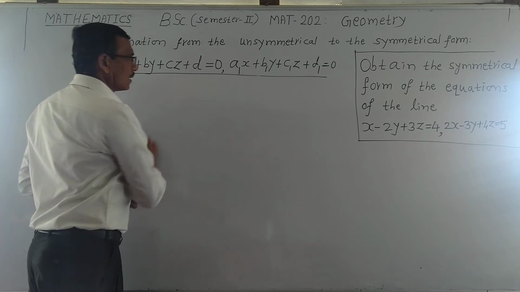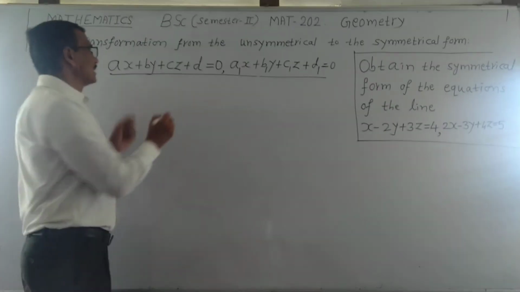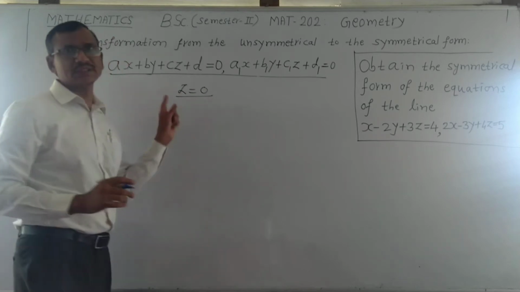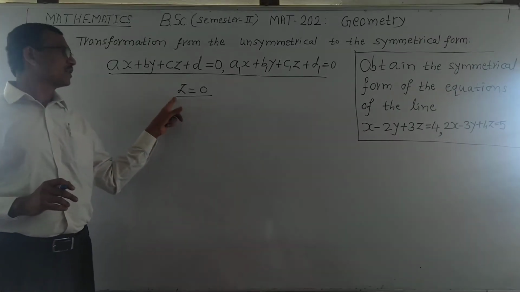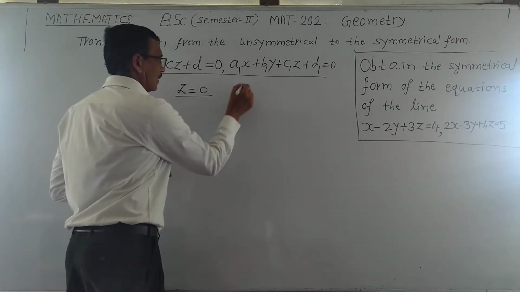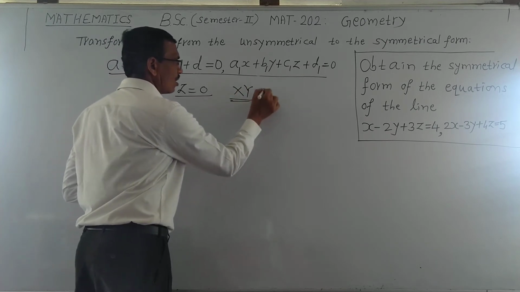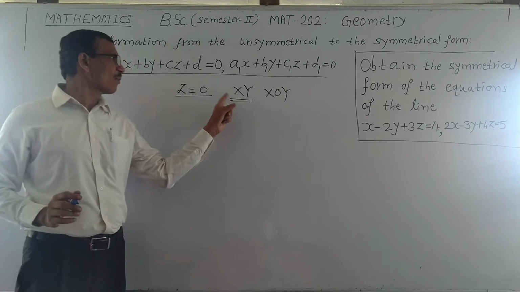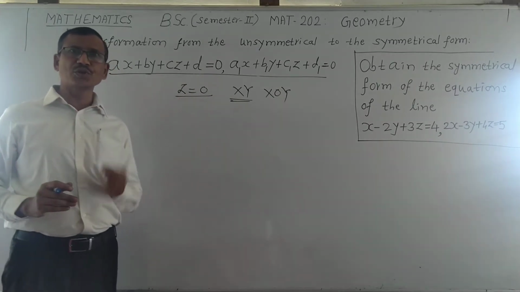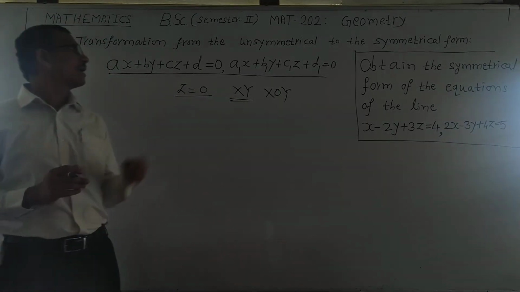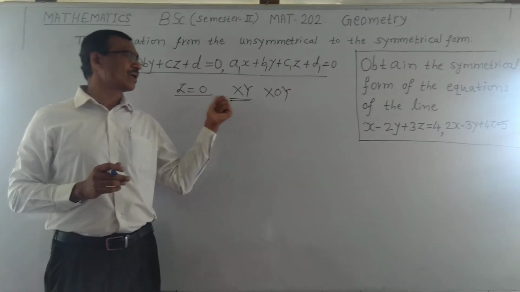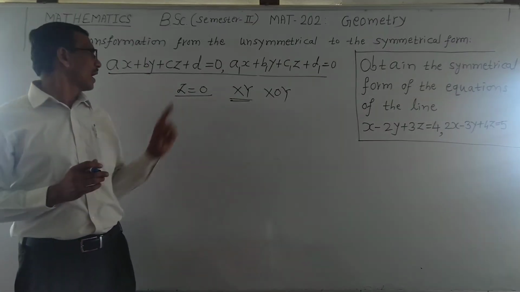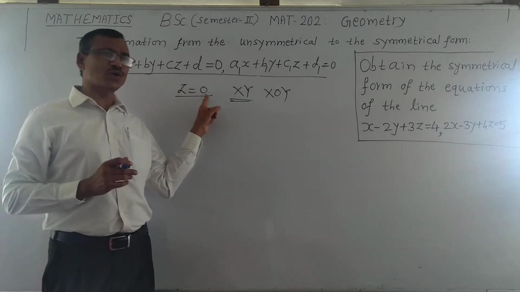Now we shall assume that this line intersects the plane Z equals 0. This is the equation of the plane. Which plane? The XY plane. The equation of the XY plane is Z equals 0. That means we assume that the given line intersects the XY plane.